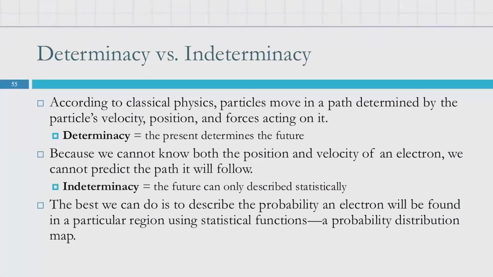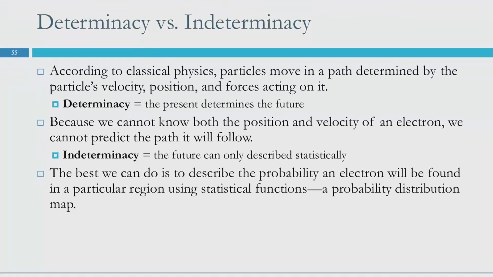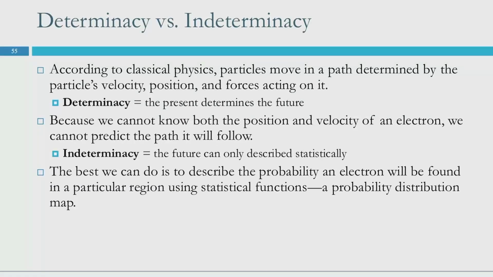We talked about, I believe last class, determinacy and indeterminacy a little bit. So in classical physics, particles like baseballs, bullets, other projectiles, frictionless spherical chickens that are point masses move on a path determined by the velocity, position, and forces acting upon it. If you've taken a physics class, you've probably done some of these calculations. This is determinacy. The present state determines the future.